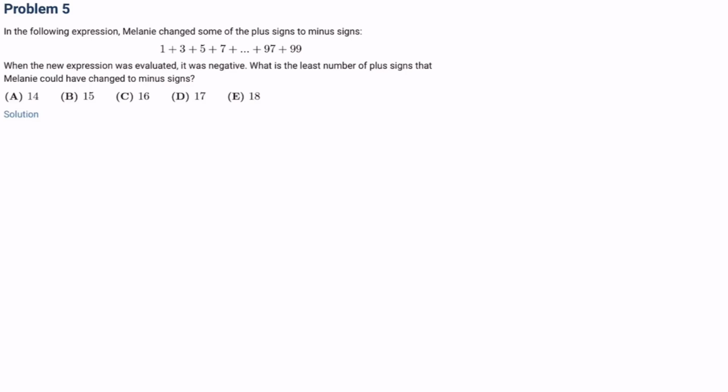Number 5. In the following expression, Melanie changed some of the plus signs to minus signs. When the new expression was evaluated, it was negative. What's the least number of plus signs that Melanie could have changed to minus signs?